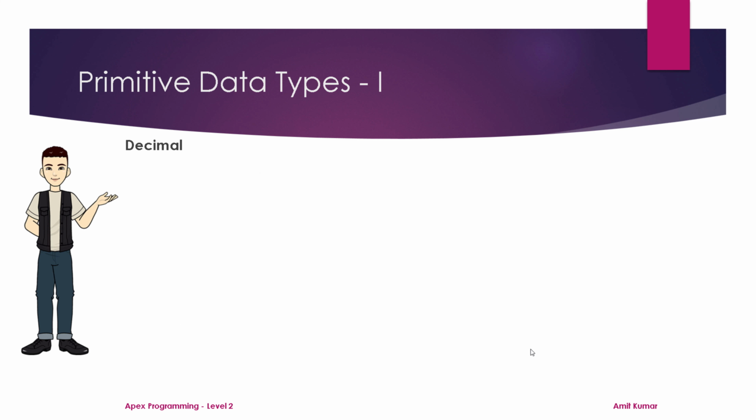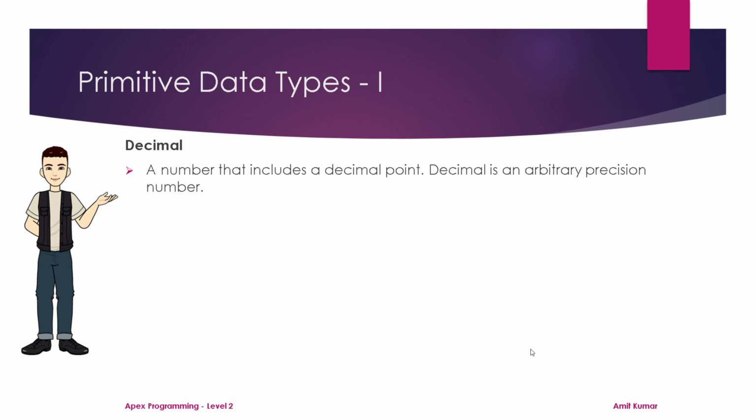The next data type is decimal, a number that includes a decimal point. Decimal is an arbitrary precision number. That means it's not specific, it varies and there is no guarantee about it.